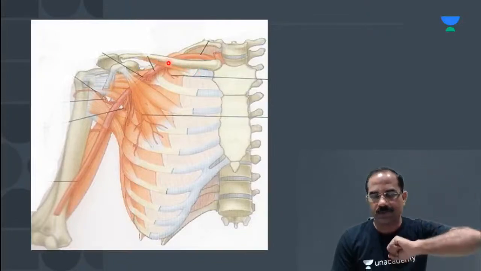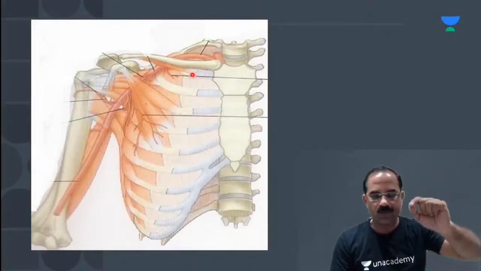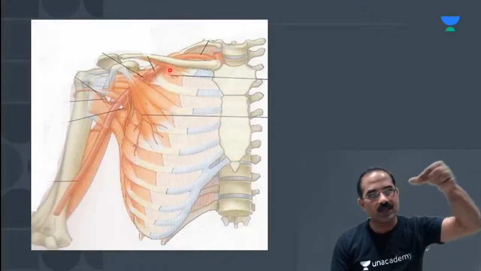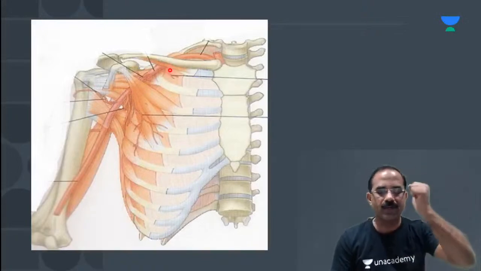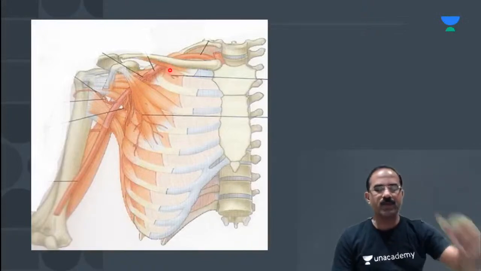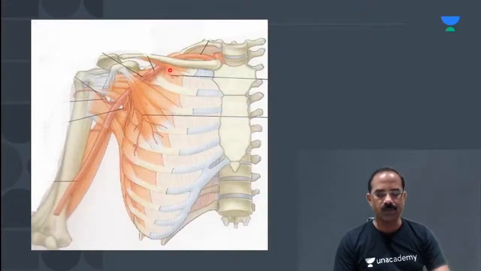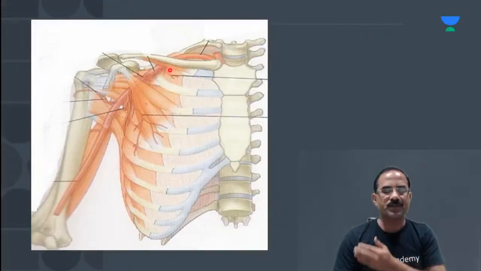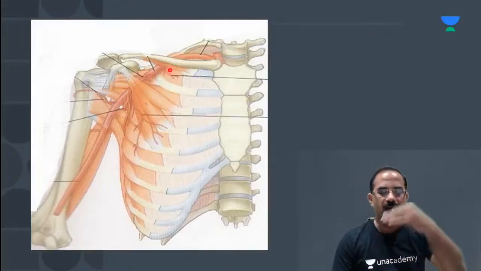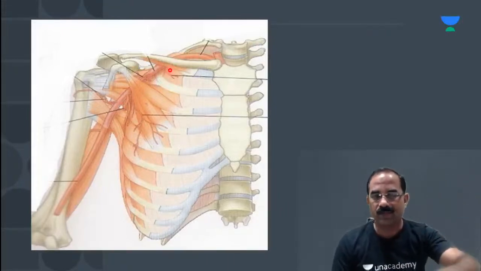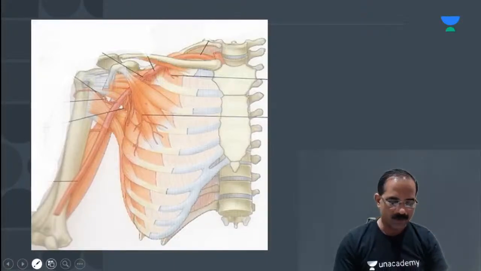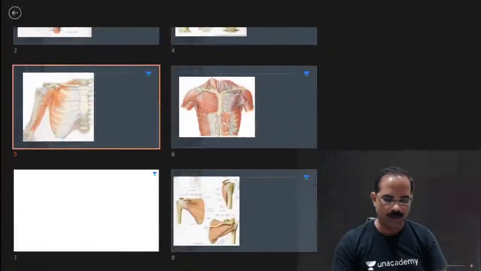What is the origin of subclavius? It begins from the first costochondral junction. It is inserted on the inferior surface of the clavicle. You have a groove there. What's that? The subclavian groove. So now these three muscles, students, the pectoralis major, the pectoralis minor, and the third is the subclavius. These three muscles are going to form what for the axilla? The anterior wall of axilla.